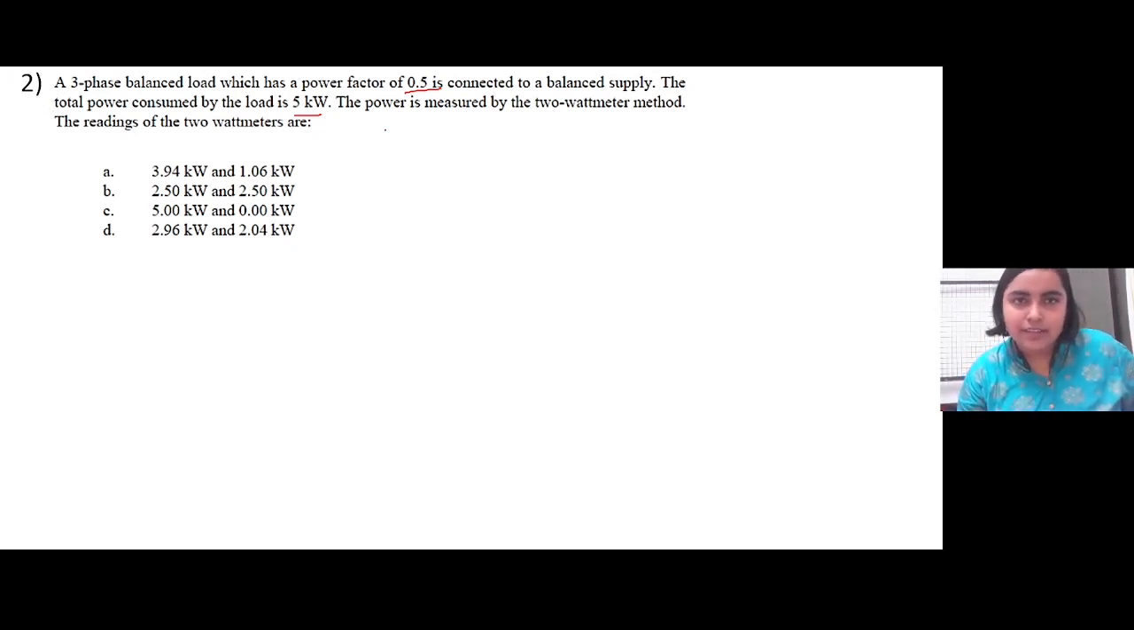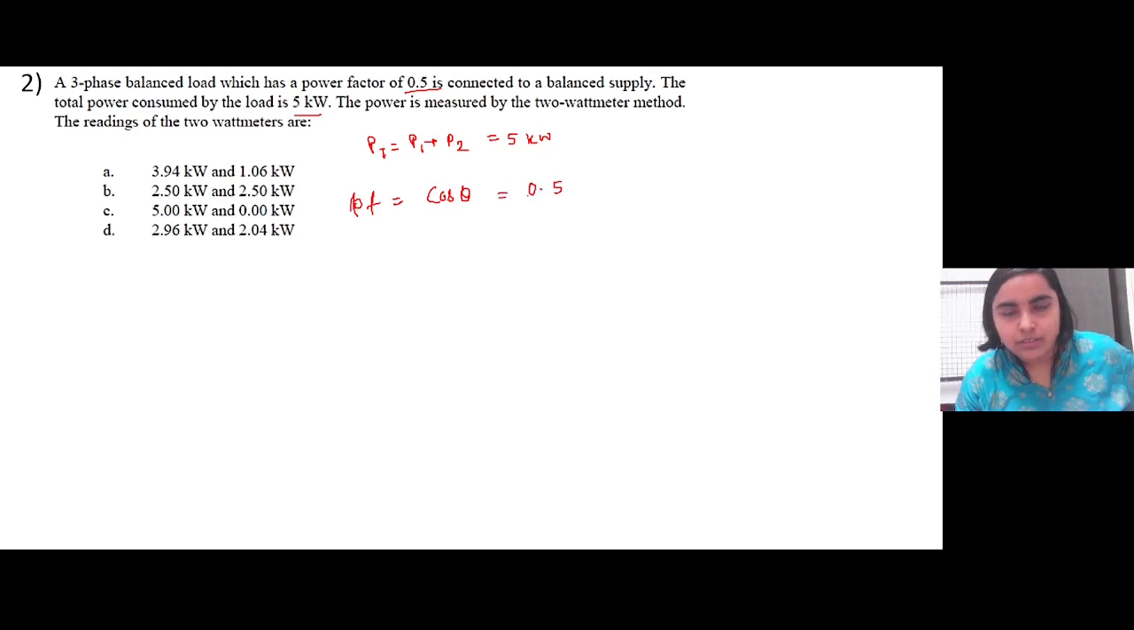So basically in this case, P1 plus P2 is equal to P total, which is given as 5 kilowatt. And cos theta, the power factor, is given as 0.5. So we have the information, and we have to calculate P1 and P2. If we can find a relation with P1 minus P2, then we can easily calculate it. We can get that from this theta value, right?